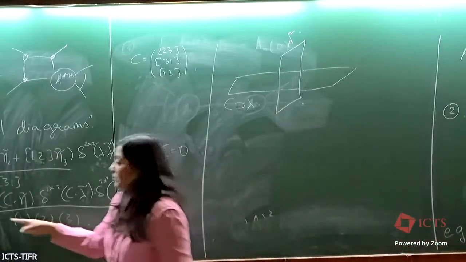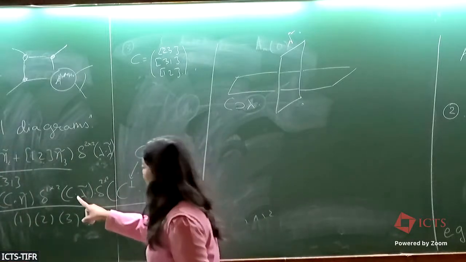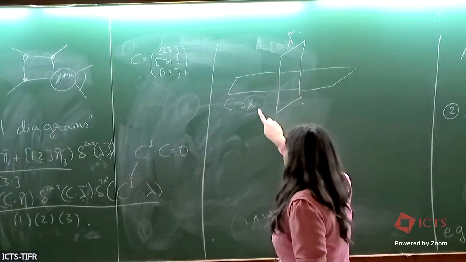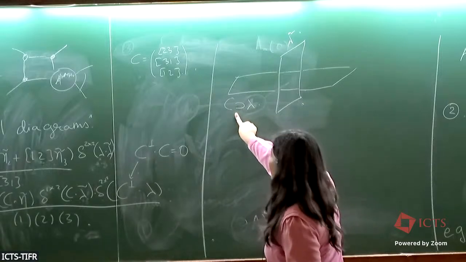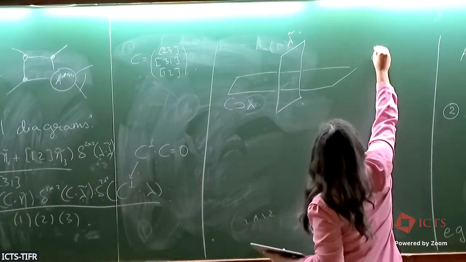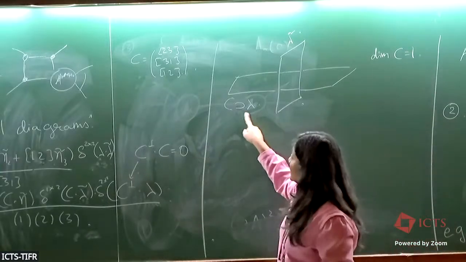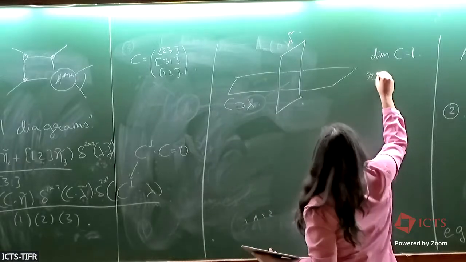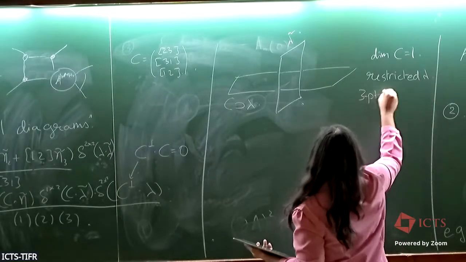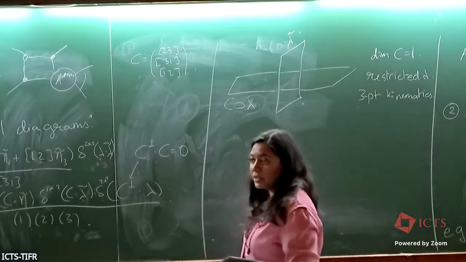So over here, I said that C is 1 times 3 dimensional, which means lambda tilde is 2 dimensional. So for C perp, that has only 1 dimension, right? So let me just write. So dim C equals 1 in this case. Because lambda needs to sit inside C, you get restricted lambda. In other words, 3-point kinematics. So geometrically, this is how 3-point kinematics is realized.